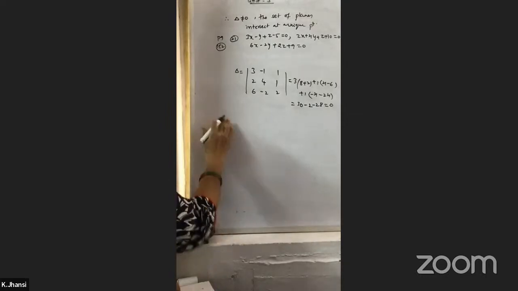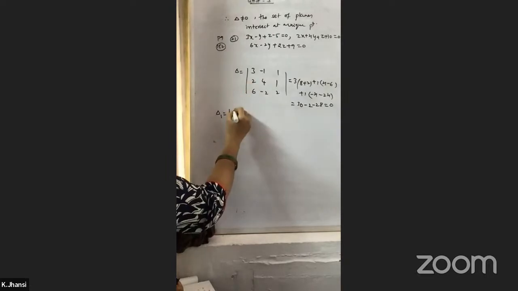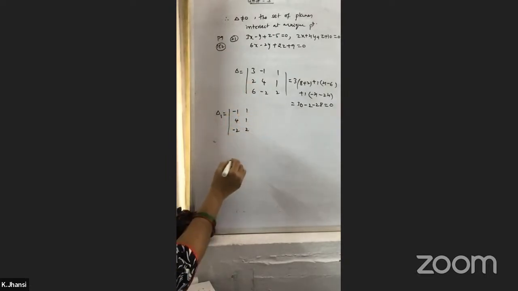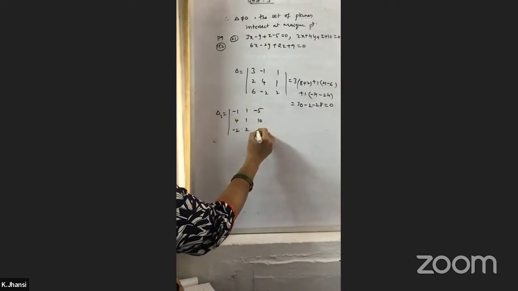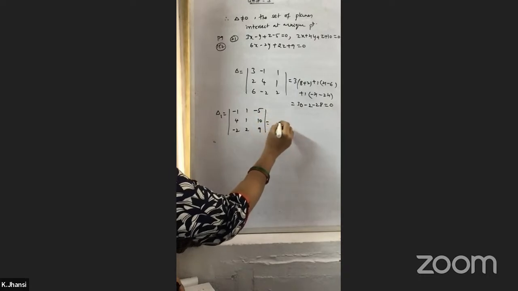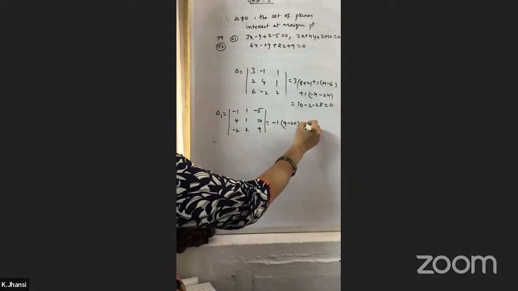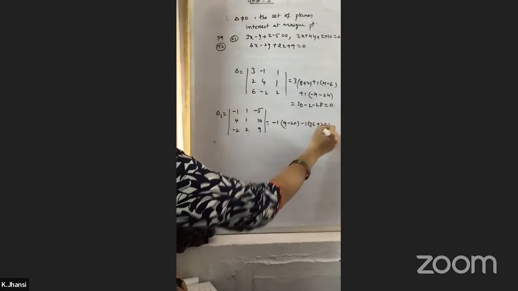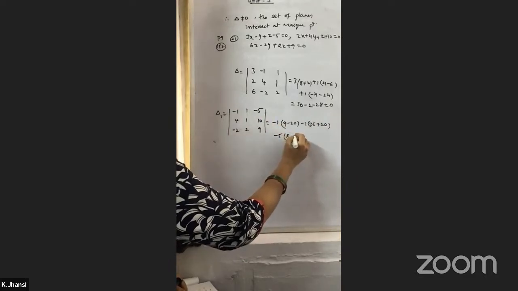So now delta 1 is equal to: first column minus 1, 4, minus 2; then 1, 1, 2; next the constant values minus 5, 10, 9. So this is minus 1 into (9 minus 20), minus 1 into (4 nines are 36, plus 20), minus 5 into (4 minus 8).